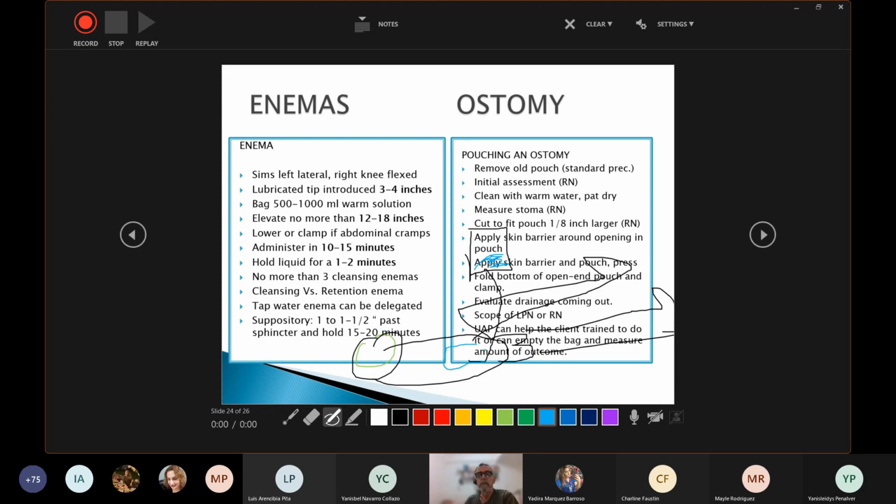So this is the height of the bag. This height needs to be between 12 to 18 inches, 1 to 1.5 foot. 12 to 18 inches, also tested.